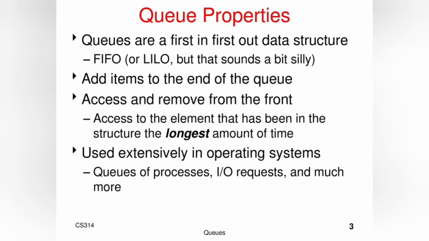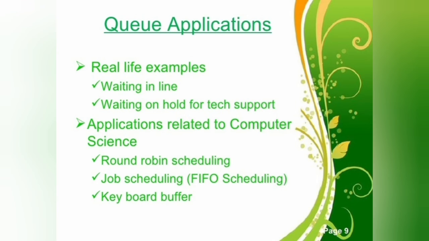So let us see some applications of queue. In real life examples, we are all familiar with queues, waiting in line, or if you are doing some process, we need to wait for our chance. If you're sending a request to take a printout, and the printer is already printing, that specific task will be put on hold. Likewise, these are all real life applications.